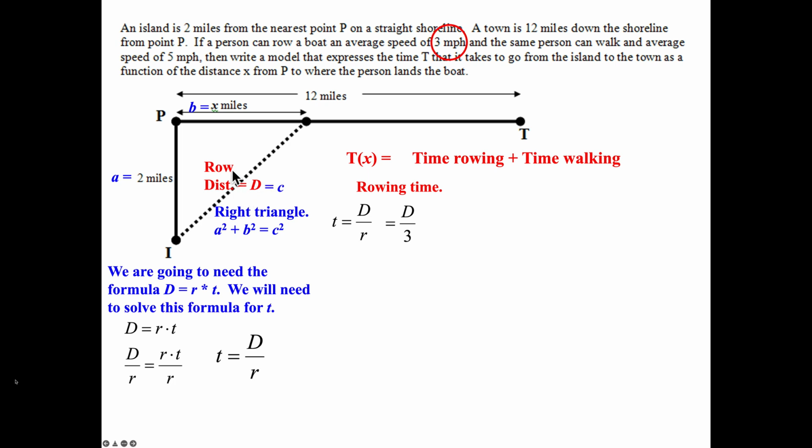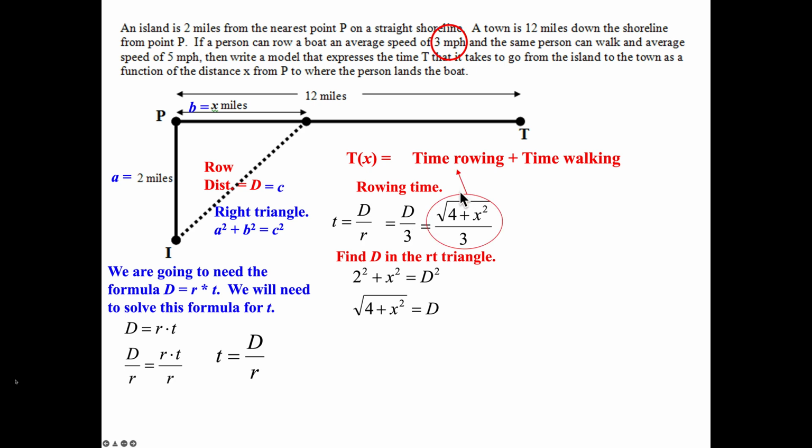So capital D squared is going to equal 4 plus x squared. And then to solve for capital D, I'm going to take the square root of that expression, 4 plus x squared. No plus or minuses here again because distance has to be positive. And I'm going to put that expression up here for D. And that's now my time it takes to row.